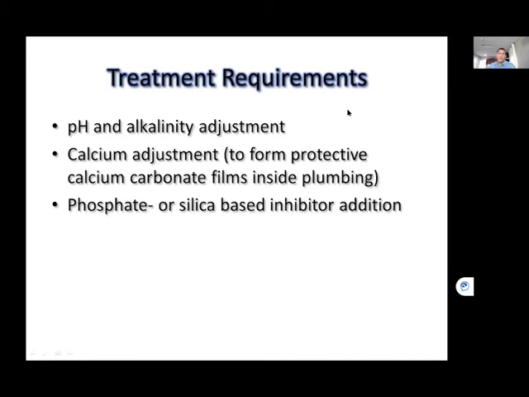Treatment requirement: pH and alkalinity adjustment to precipitate out the calcium carbonate to coat the pipes so that there is a barrier between the water and whatever is in the pipe. Calcium adjustments to form protective calcium carbonate films inside the plumbing. Phosphate or silica-based inhibitor addition.